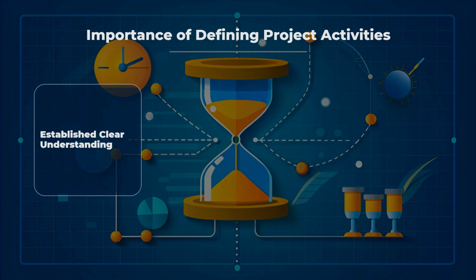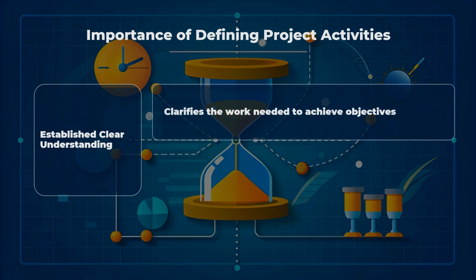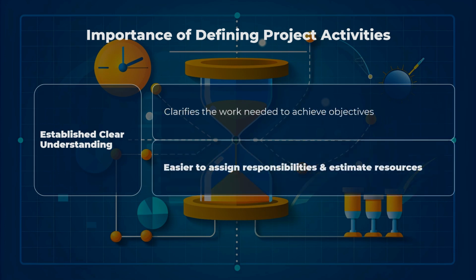The first reason is that defining project activities establishes a clear understanding of the work required to achieve project objectives. It clarifies the work needed to achieve objectives. By breaking down the project into specific activities, we clarify exactly what needs to be done. This clarity helps everyone involved understand their roles and the tasks they need to complete. It is easier to assign responsibilities and estimate resources. When activities are clearly defined, it becomes easier to assign responsibilities to team members and estimate the necessary resources, such as time, budget, and materials.